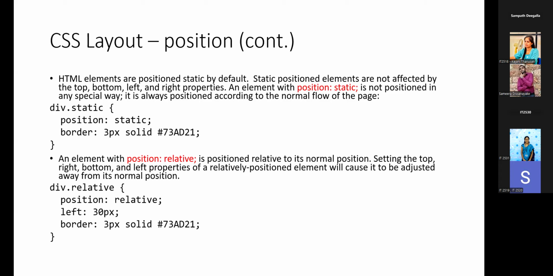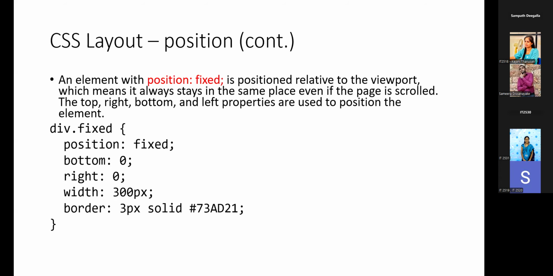Second, when you say relative, then it is positioned based on its normal position, right? For example, you can set top, right, bottom, left properties to adjust it away from the normal position. For example, what we have put down here in the relative one, we say position is relative. On the left side, we have 30 pixels, and then you have put up the border. So based on that, you have 30 pixels of space on the left.